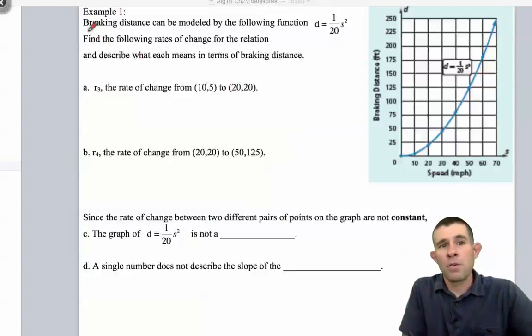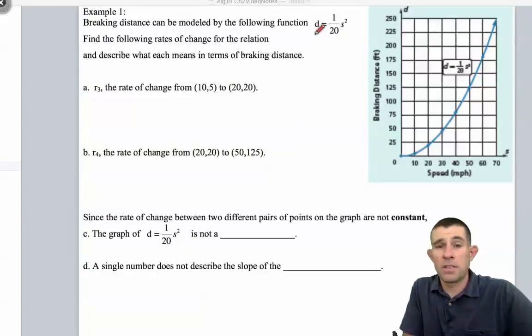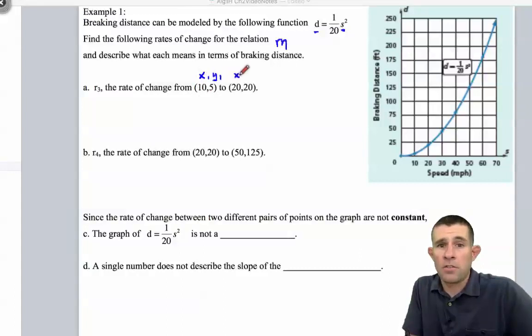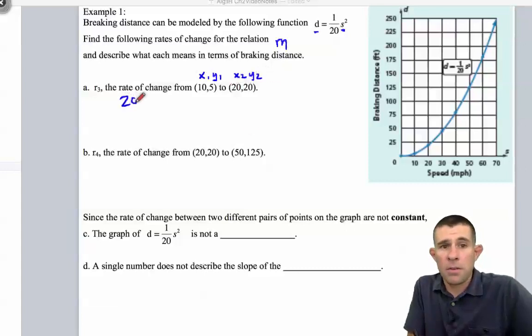In example 1, we are given that the braking distance can be modeled by the following function. The distance it takes to stop is equal to 1 over 20 times the square of the speed the vehicle is moving. Now, it says find the following rates of change. Well, rates of change, remember, mean slope. So we need to use 2 points here. The 2 points that they give us are (10, 5) and (20, 20). So we'll go ahead and calculate that slope.